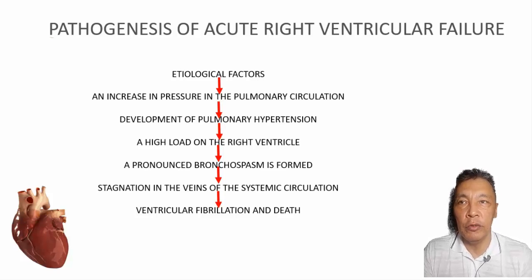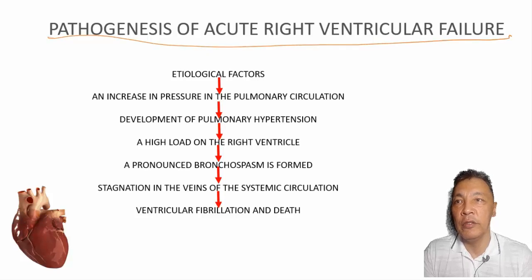Pathogenesis of acute right ventricular failure. An etiological factor leads to an increase in pressure in the pulmonary circulation. A rapid development of pulmonary hypertension occurs, followed by a high load on the right ventricle. A decrease in blood flow to the left ventricle contributes to a decrease in its output.